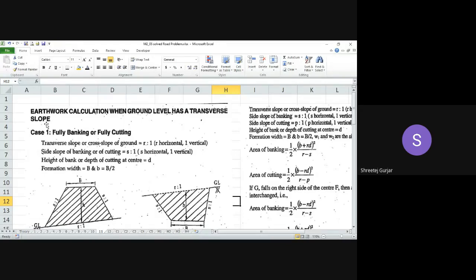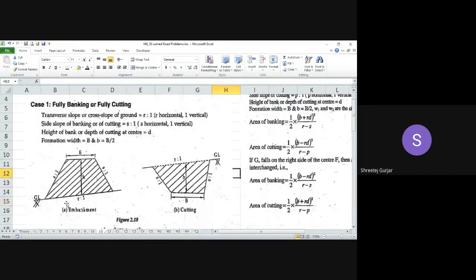Transverse meaning slope in the cross section. So usually when we solved the previous numerical, in your embankment this ground level was level in your cross section. Either for banking or cutting, your ground level was supposed to be horizontal, not inclined like this. So whenever your ground is not level, it is inclined, in either your embankment or cutting, it is your transverse slope, right?